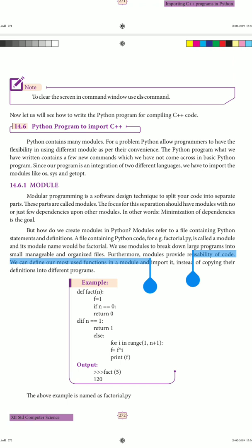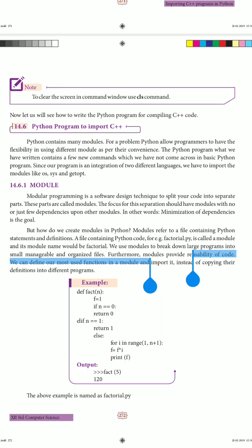The Python program that has to be written contains a few new commands which we have not come across in a basic Python program. Since our program is an integration of two different programming languages, we have to import modules like OS, sys, and getopt. So these are all the keywords which are used to import header files from other programming languages or other operating systems.